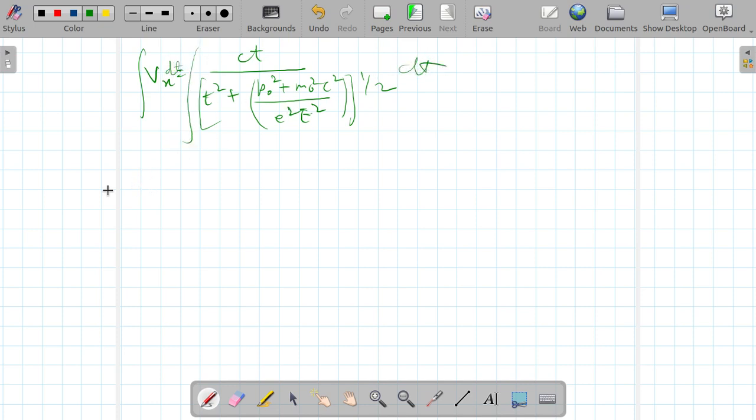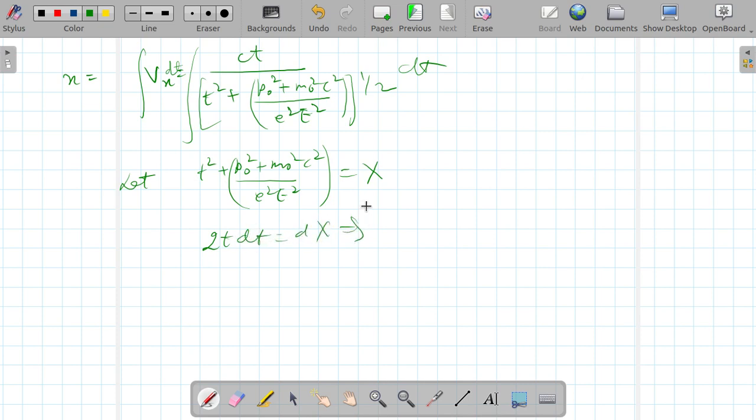If I integrate it, then I can get the value of x. So let us see how it can be integrated. For the integration, let us assume that this T square plus P naught square plus M naught square C square over E square is equal to, say, capital X. So that means 2t dt is equal to dX. So I can express it as t dt is equal to dX by 2.